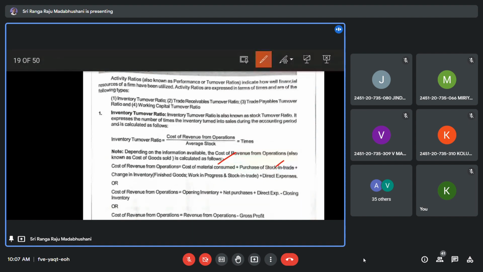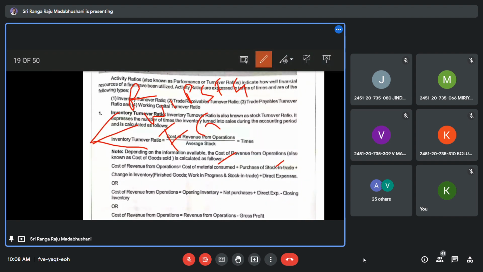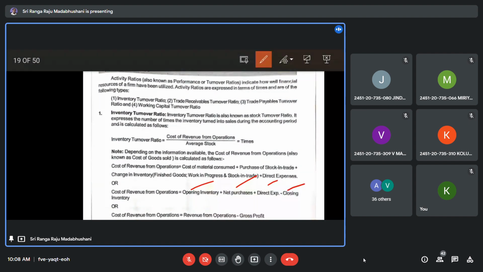One more thing: if it is manufacturing, then we will have the stock in three forms: raw material, work in process (semi-finished goods), and finished goods. In three forms you will find opening stock and also closing stock. So if it is given in that way, revenue from operation: opening inventory, net purchases, direct expenses minus closing stock. It is clearly understood.